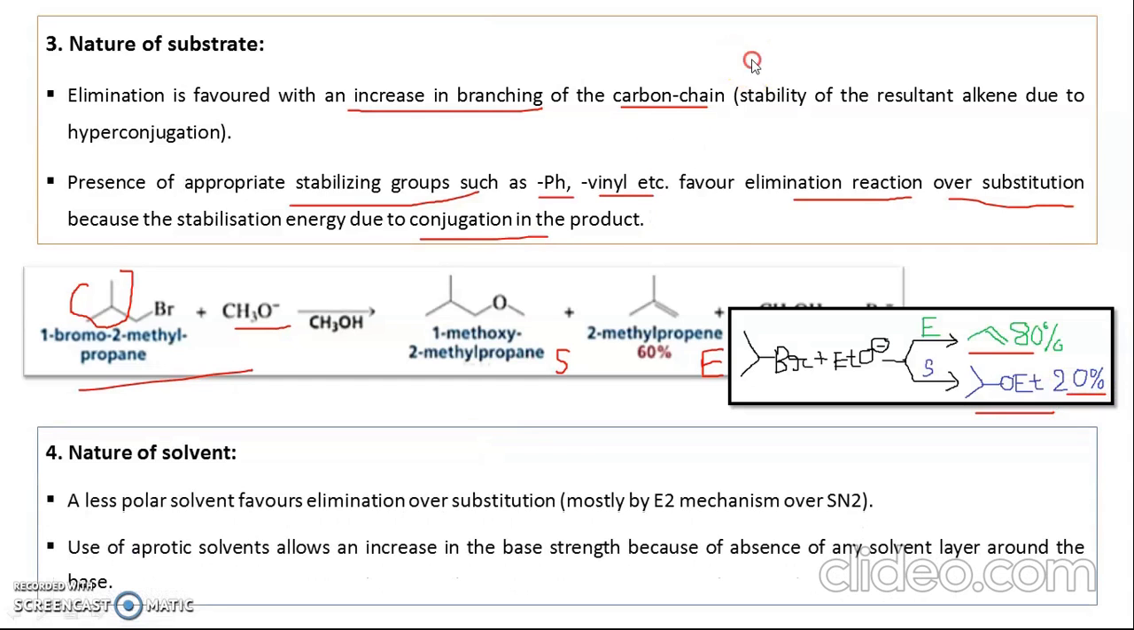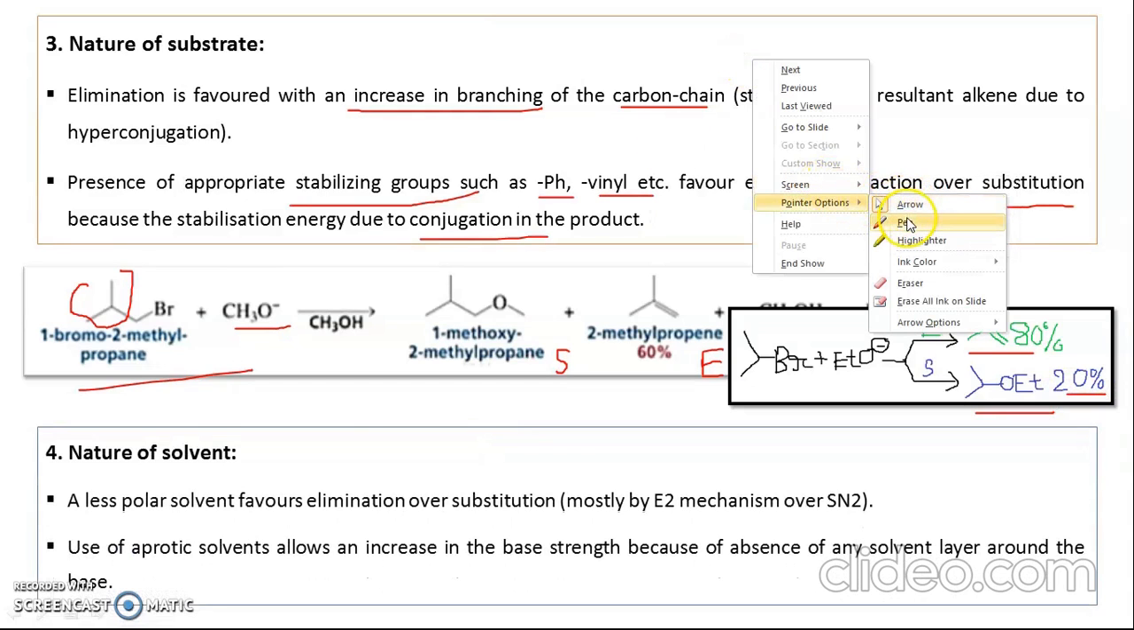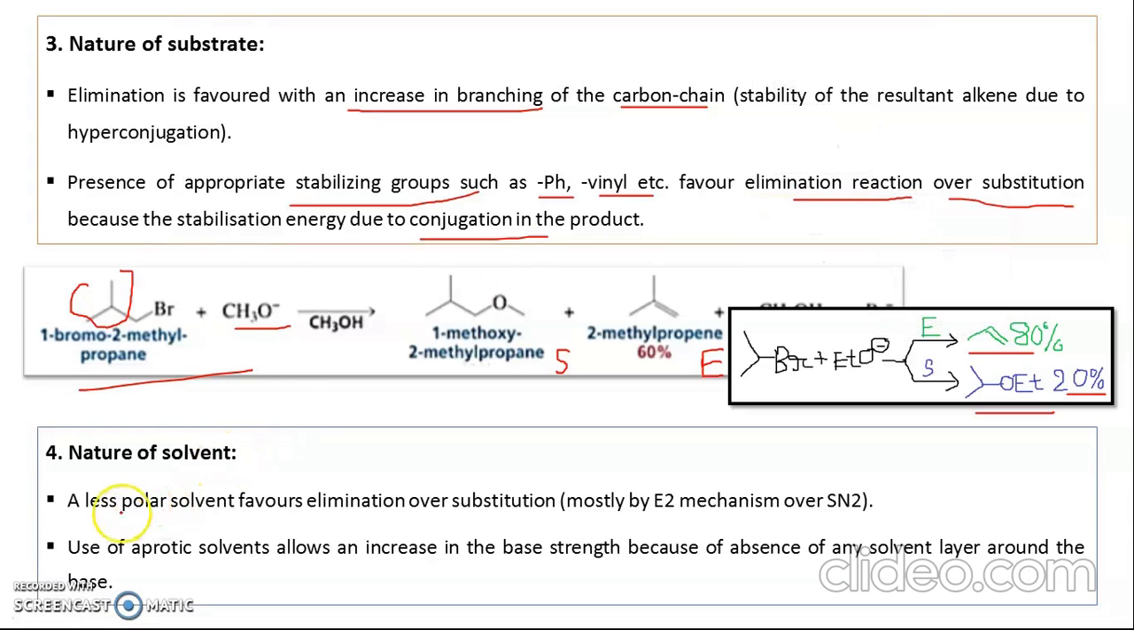The fourth point is nature of solvent. Now nature of solvent, first talk about polarity of the solvent. A less polar solvent favors elimination over substitution. Now this fact is mainly useful for E2 and SN2. Because in E1 and SN1, in both cases there is carbocation generation, which is common for E1 and SN1, so obviously a polar solvent is required. So less polar solvent favors elimination over substitution. This is mostly applicable for E2 versus SN2.